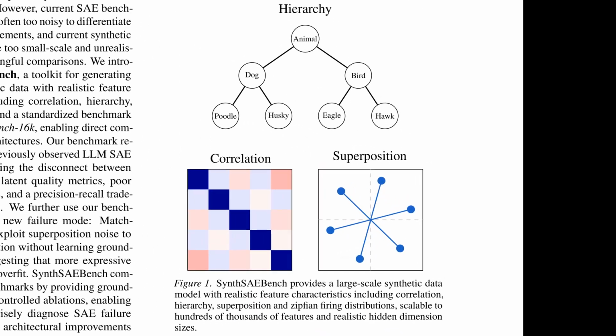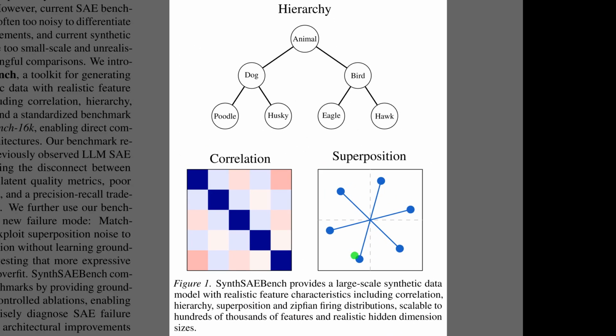To see how the benchmark constructs these realistic environments, Figure 1 breaks down the three core feature characteristics. The top section, labeled Hierarchy, organizes concepts into trees where child features like poodle depend on the activation of parents like dog. On the bottom left, the correlation panel models how features often activate together rather than in isolation. Meanwhile, the superposition diagram on the right shows how the system packs more features than available dimensions, creating the exact kind of noise and interference that sparse autoencoders must learn to disentangle.